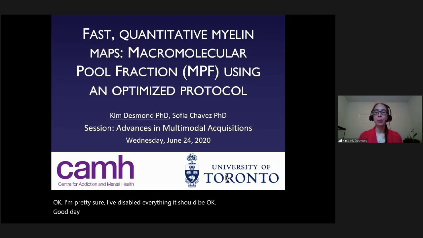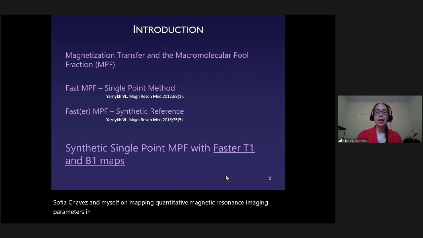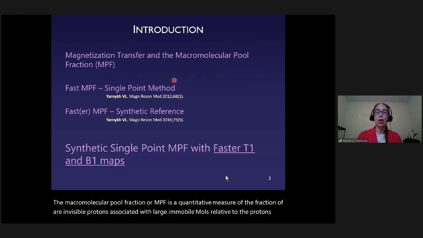I'm Kim Desmond from CAMH, the Center for Addiction and Mental Health at the University of Toronto. It's my pleasure to present the work of Sofia Chavez and myself on mapping quantitative magnetic resonance imaging parameters in the brain. The macromolecular pool fraction, or MPF, is a quantitative measure of the fraction of MR invisible protons associated with large immobile molecules relative to the protons in free water that contribute to the MRI image. It is between 5 and 20% in human brain tissue.